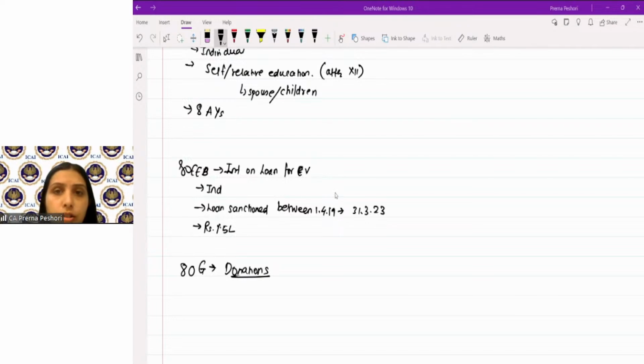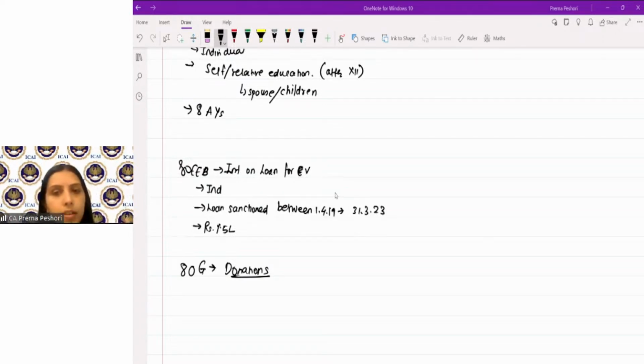There are certain donations which qualify for 50%, but with a limit prescribed, which are paid to any institution or fund established for charitable purposes, for family planning, to any corporation established by the central government, or for repairs to any temple. There, 50% of the donation is allowed, but this is subject to the limit of 10% of the adjusted GTI. This would be the maximum permissible deduction.